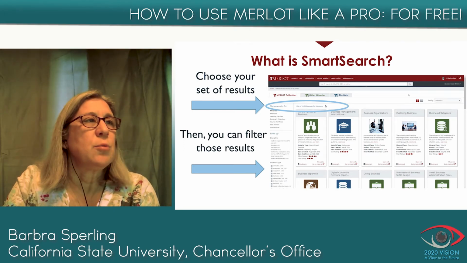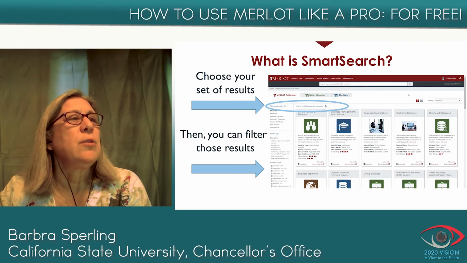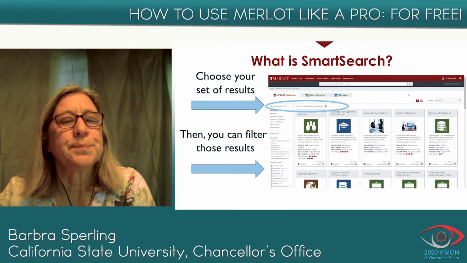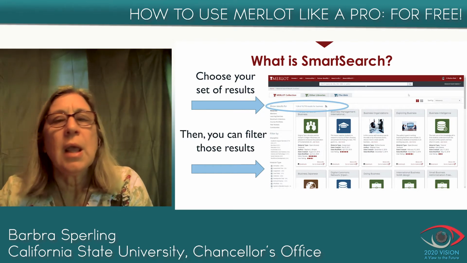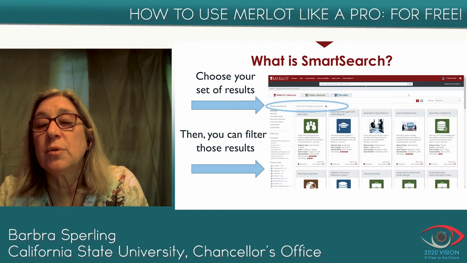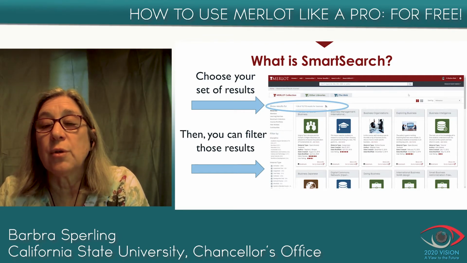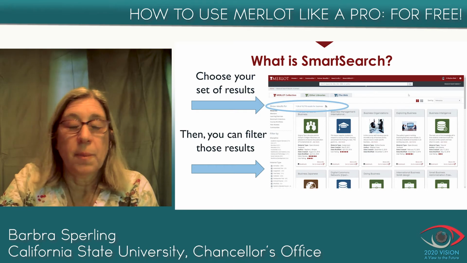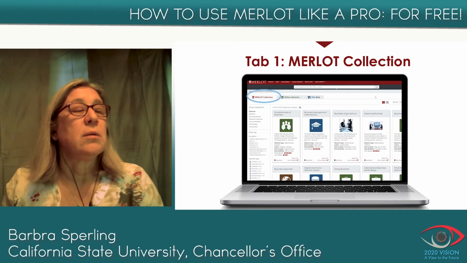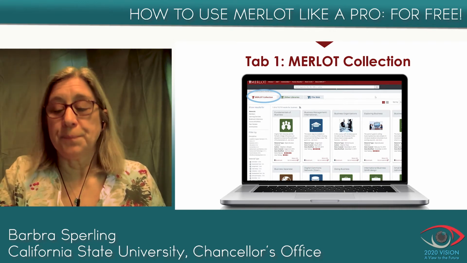Whoops, let me just go back for 1 second. So at the top here, you'll see there are 3 tabs: the MERLOT collection, other libraries, and the web. And once you enter your keywords and you get these 3 tabs, you can see all the different results and options that you can choose from. And so the first one is the MERLOT collection. And you can go through and filter these, as I said, and find the resources that meet your criteria.